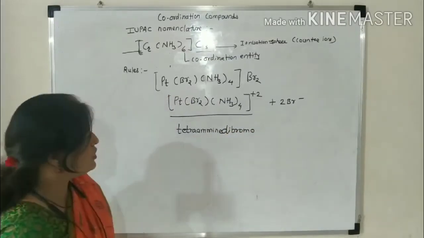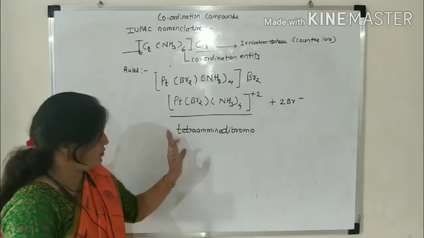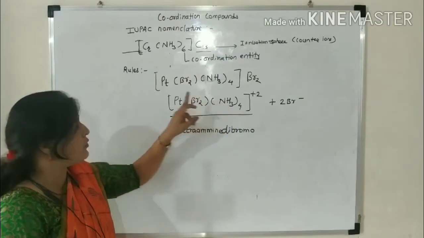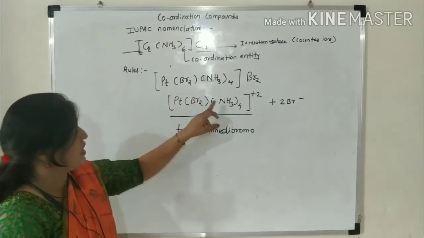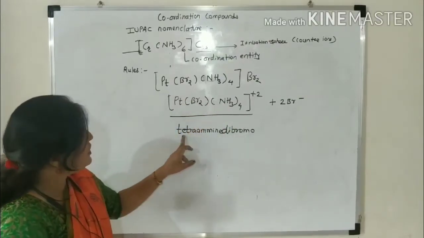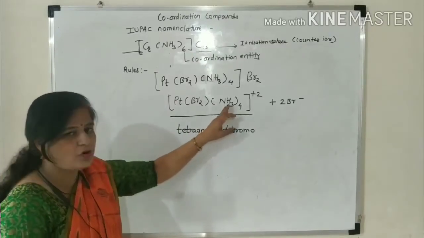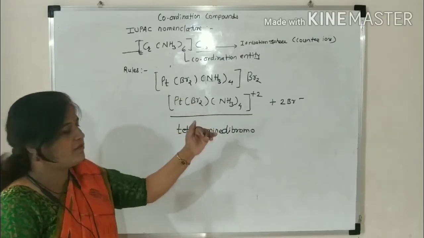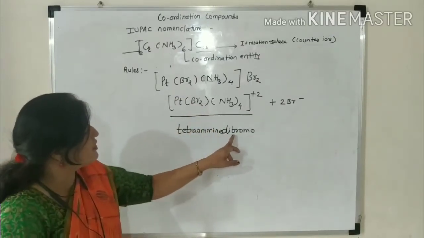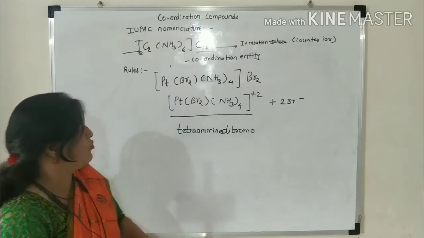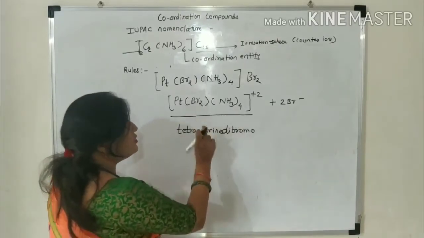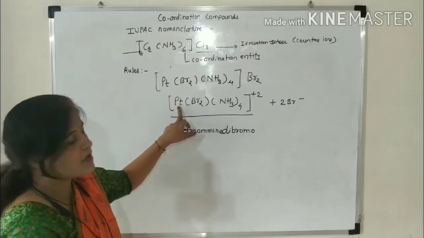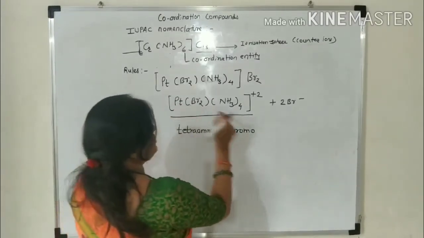You should follow here alphabetical order. Does amine come first alphabetically or does bromide come first? A comes first. Therefore tetraamine you have to write down first. Then bromide is second alphabetically. Therefore it is dibromido. Then you should write the name of the central metal ion, that is platinum.